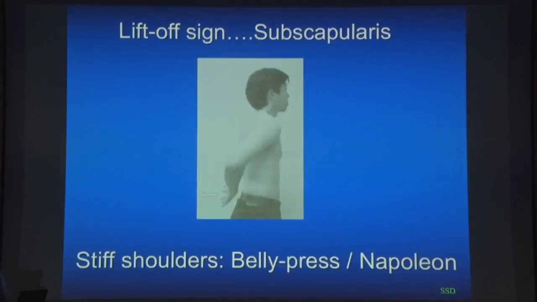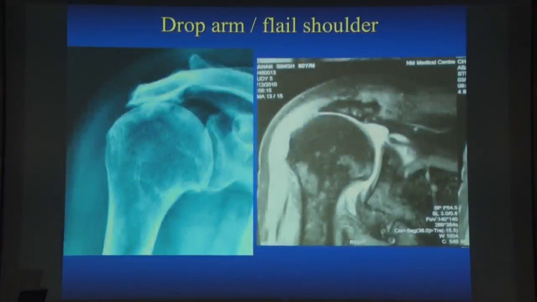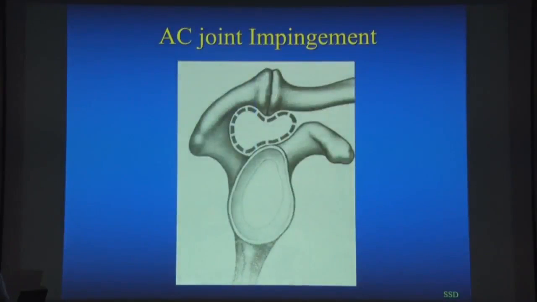We all know the lift-off test of Christian Gerber. But you should know that in many of these shoulders there is so much stiffness that we are not able to execute this test. Then you can do the belly press or the Napoleon sign. Now this is a very typical massive tear X-ray with acetabularization of the acromion. And in these kind of patients we usually have a drop arm sign. So as soon as you leave support of the arm, it drops down, which tells you that it is a massive tear.